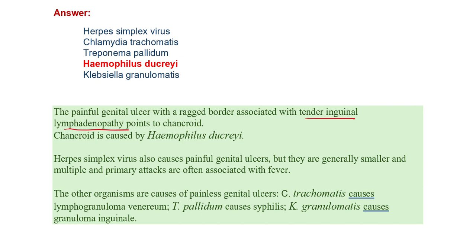Herpes simplex virus also causes painful genital ulcer. They are generally smaller and multiple. Chancroid might be multiple as well. Primary attacks are often associated with fever. Haemophilus ducreyi does not cause fever because it's non-invasive, so it just causes a local disease, and the farthest point it can reach is the inguinal lymph nodes.